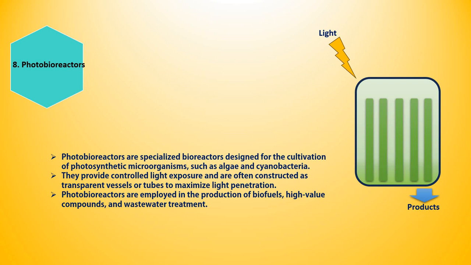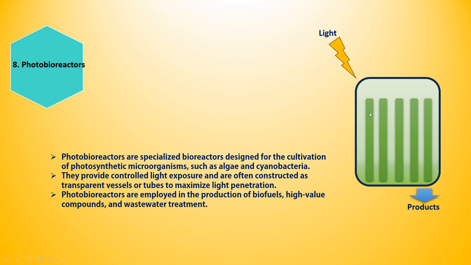One important thing is that during my first tutorial I told that both glass and steel materials are used to produce bioreactors, but in the case of photobioreactors, as the organisms are photosynthetic, they need light. For that reason, we cannot use steel material for their preparation, so we have to go for glass bioreactors because light is essential for photobioreactors. And photobioreactors are employed in the production of biofuels, high value compounds, and wastewater treatment.